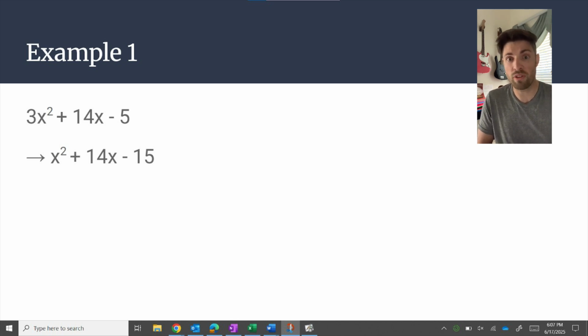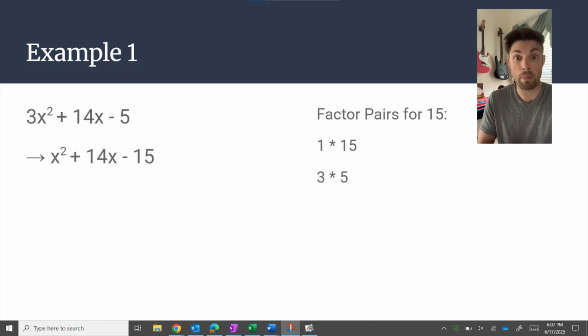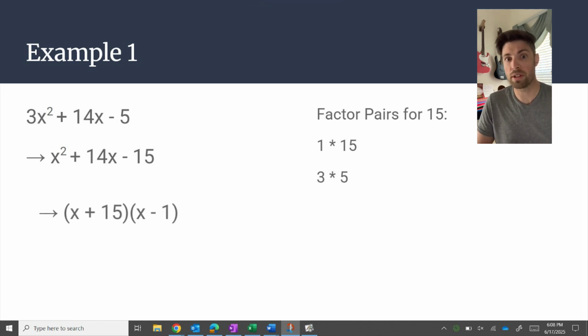Well, there's only two factor pairs that multiply to 15, and that first one looks pretty good. I just have to make the 1 a negative. So -1 times 15 is -15. And then -1 plus 15 would be positive 14. And so we can factor that, put those two magic numbers in parentheses with x's, boom, you're done, right? Pretty simple, pretty straightforward.